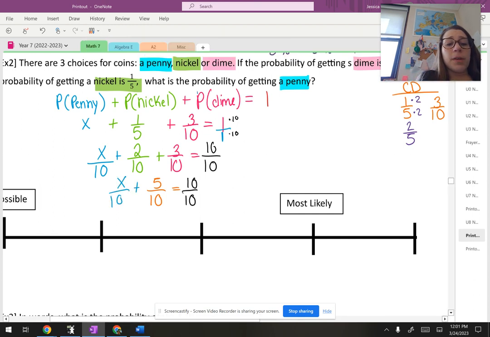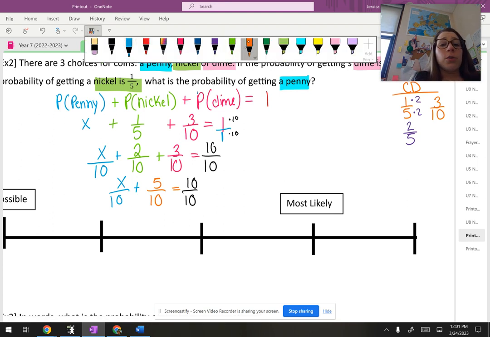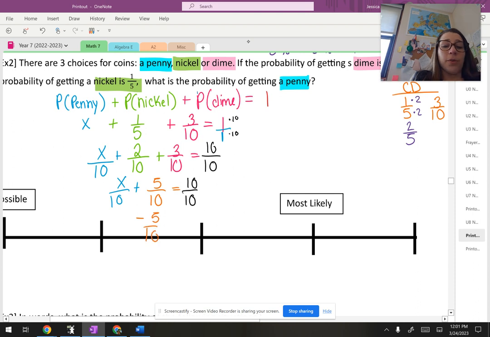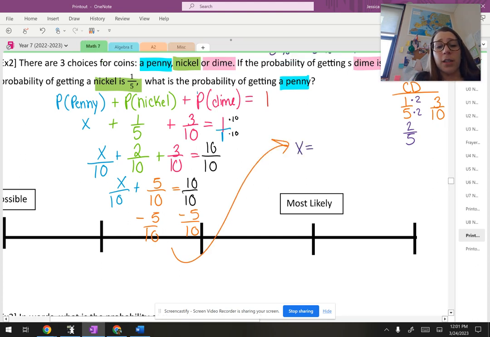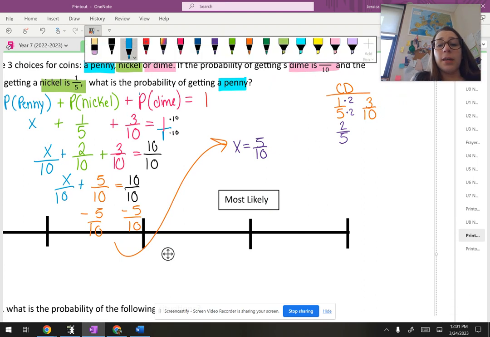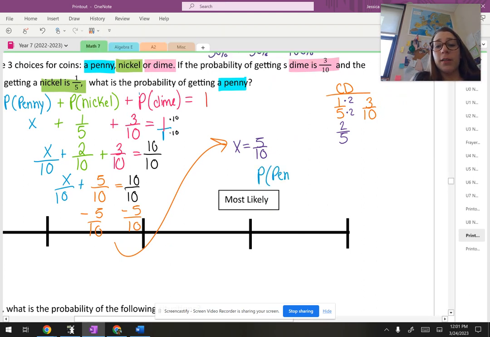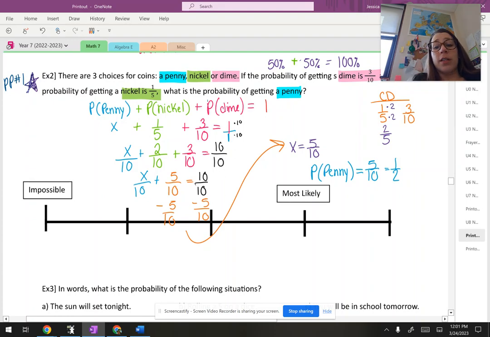And now here, you might be able to figure out what the missing x is by just looking at the equation. If not, you are just minusing your 5/10 from both sides. And I'm just going to swoopity swoop that arrow, leaving us with x equals 5/10, which means the probability of getting a penny, P of a penny, is equal to 5/10 or 1/2. Just like practice problem number 1, strongly suggest taking a look at it.